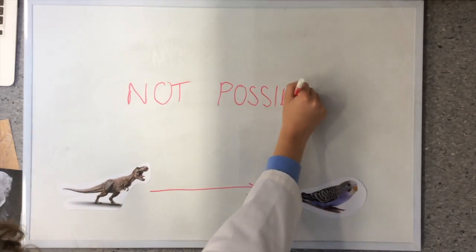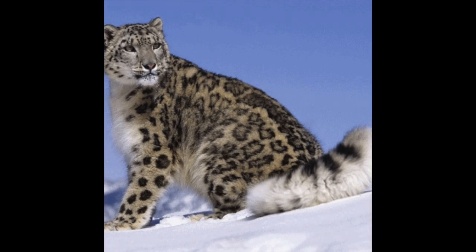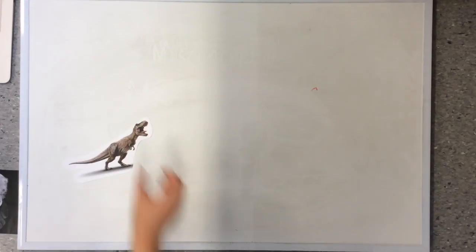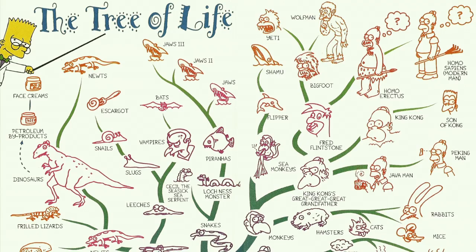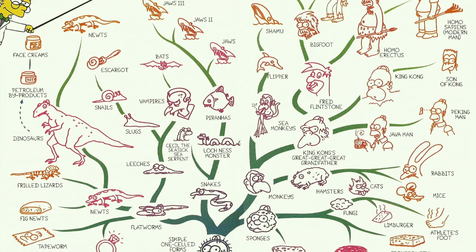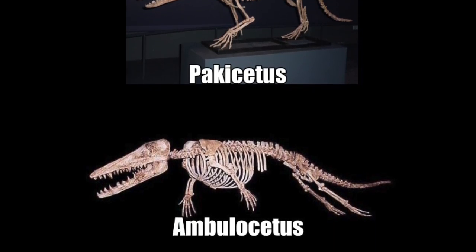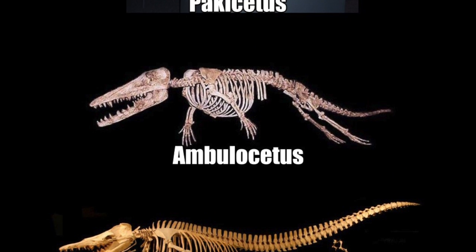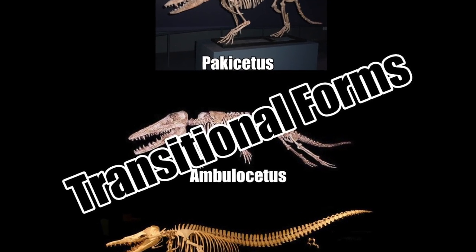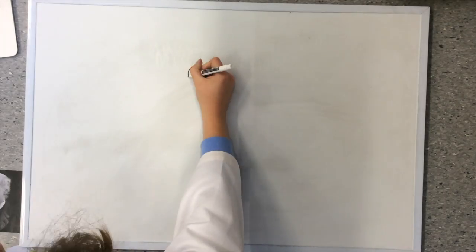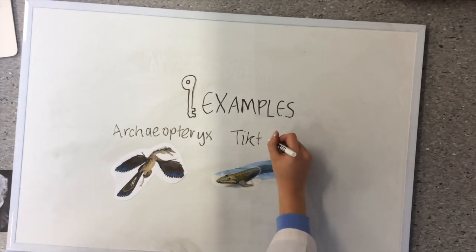This wouldn't be possible without transitional forms. Organisms didn't just suddenly appear as they are today, and we certainly didn't go straight from a T-Rex to a budgie at the snap of our fingers. All organisms evolved from their ancestors. There are numerous fossils that show evidence for traits that are common to both ancestral groups and their descendants, hence why they are called transitional forms. So let's have a look at a couple of key examples for some of these transitional forms.